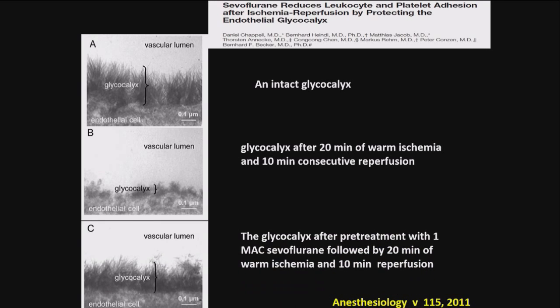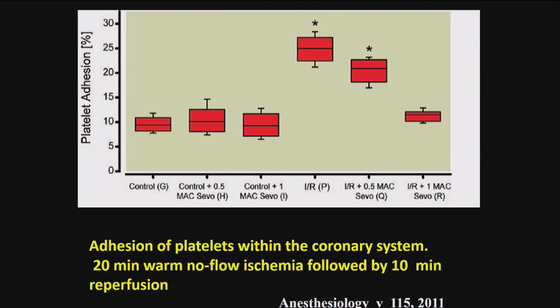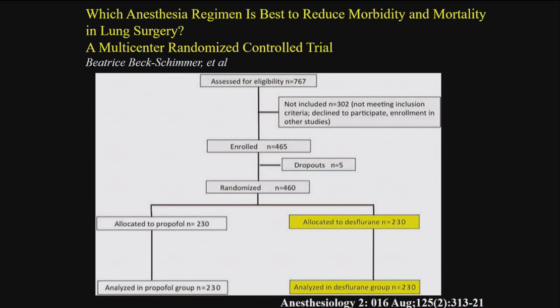If I use isoflurane, they're back again to the baseline, and you can see the adhering of the platelets, because if you don't have glycocalyx, the platelets would adhere to the cell. Here you can see, this is baseline, I create damage to the cell with warm hypoxemia and reperfusion, and you can see how the platelet adhesion increases, but when I give isoflurane, it's gone down. So isoflurane protected by that.